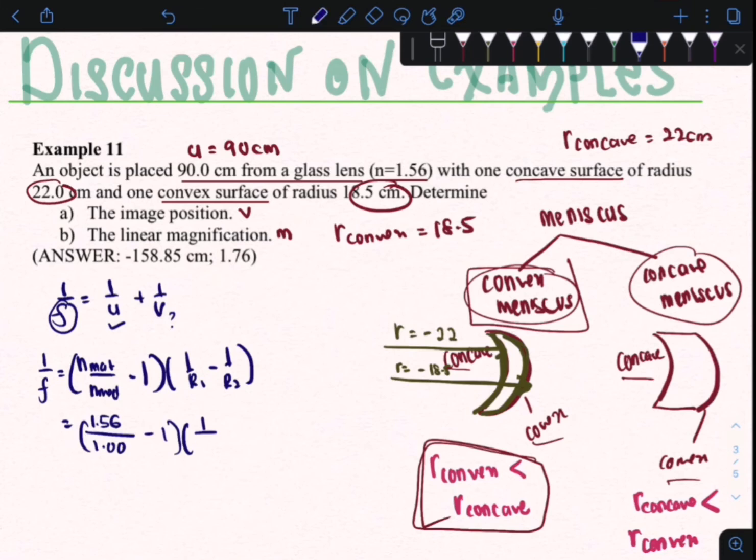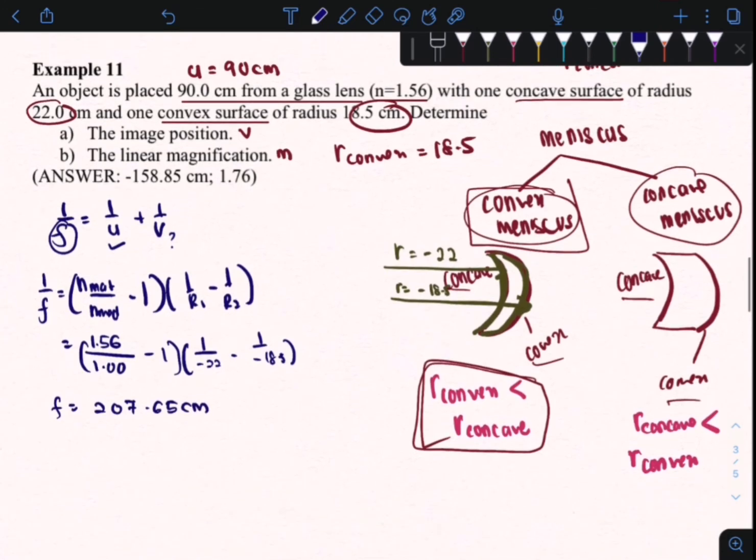Since we have both negative, negative 22, minus 1 over negative 18.5, and then you press your calculator and you will end up with F equal to 207.65 centimeter. Once you have got your F, you're going to substitute the F into the equation: 1 over F is equal to 1 over V plus 1 over U. Another thing, to double confirm that the shape of the lens you have got is the right one, you can look at the answer you have got for your F.